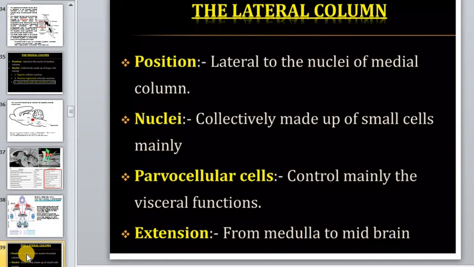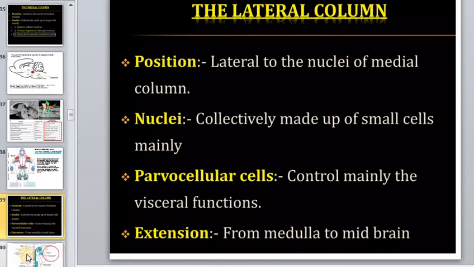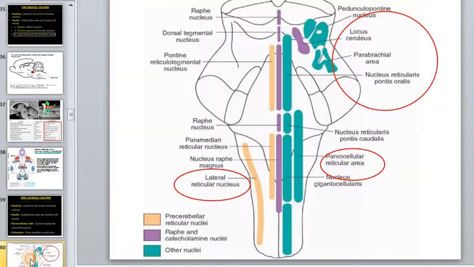And the next column of the reticular formation: there are two lateral columns, positioned lateral to the nuclei of the medial column, and they are made up mainly of small cells. And these parvocellular cells control mainly the visceral functions of the organs and extend from the medulla to the midbrain. And here we see this locus, not all, but most of them, from the different parts of the brainstem.